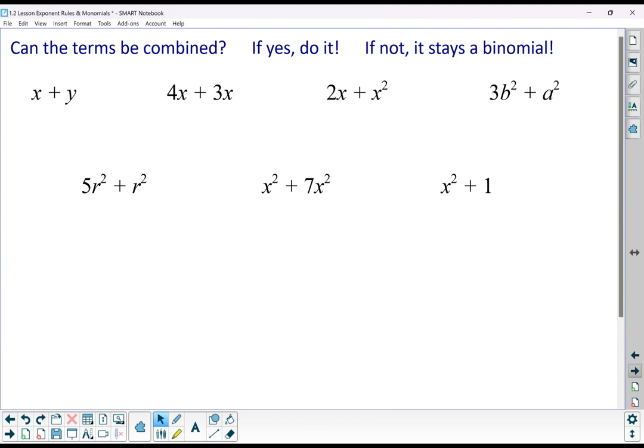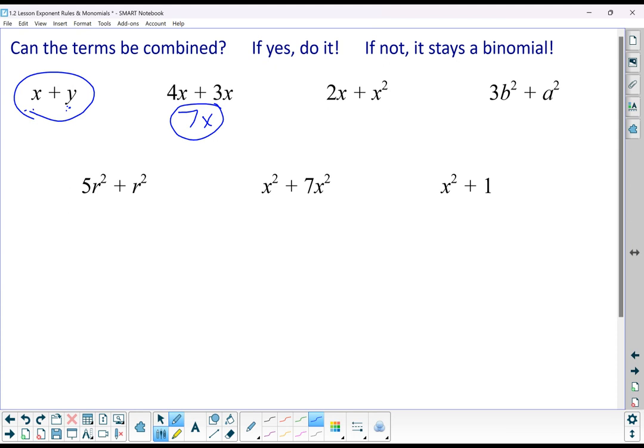So here's 7 different sets of monomials that we want to add together. Some of them will stay binomials, and others we can combine. So we want to think about, can these two terms be combined or not? Since these two right here have different variables, they cannot combine, and this one would just stay a binomial. For our next example of 4x plus a 3x, they both have the variable x with the power of 1, so we can combine them into the monomial 7x.